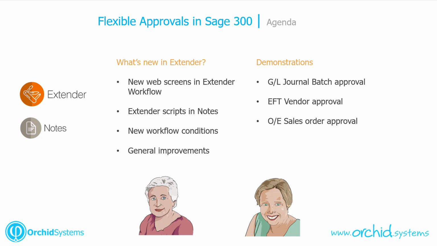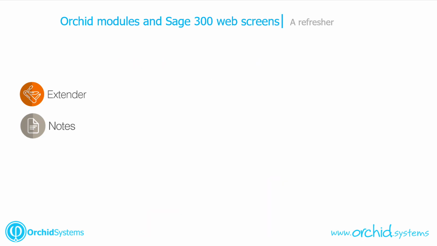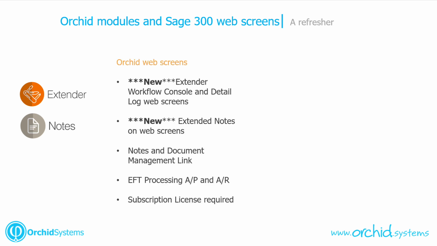And today we will show you how it all fits together in practice, with demonstration of GL Journal batch approval, EFT Vendor approval, and OE sales order approval. Before we look at the examples, a quick refresher on Orchid modules and the Sage 300 web screens.